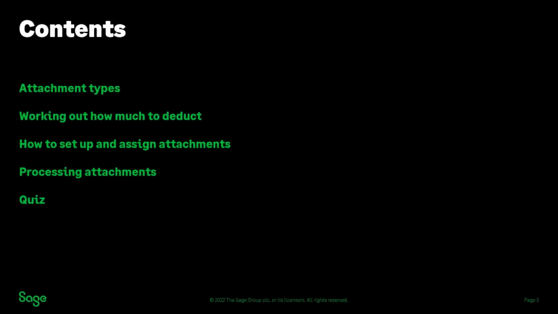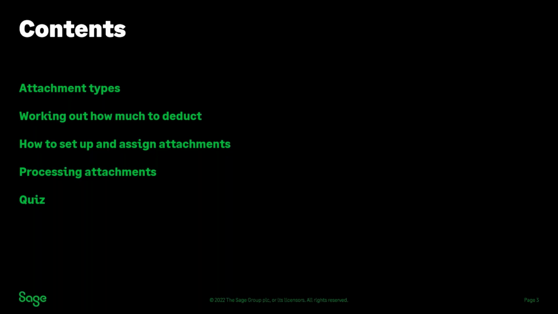Let's now take a look at what we're going to cover in the webinar. We're going to start by running through the attachment types in Sage 50 Cloud Payroll. I've tried to group those into 5 broad categories. We're then going to look at how to work out how much you need to deduct for an attachment of earnings order. There's a couple of different ways that might work.